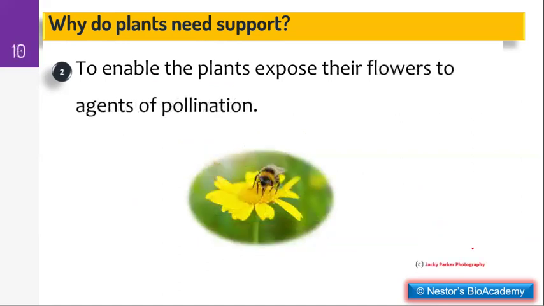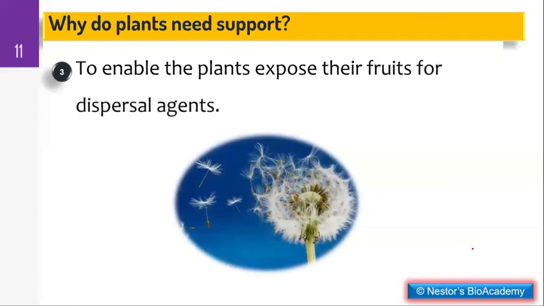The upright stature or the support framework also enables plants to expose their flowers effectively to agents of pollination. So when the plant has an upright posture, with an adequate support framework, the flowers are well exposed, so the insects can easily spot them and pollinate them. Wind can easily blow away the pollen grains to ensure pollination and reproduction. At the same time, a good support framework in a plant ensures that the fruits are well exposed for the dispersal agents, and this ensures that the plants are able to reproduce effectively.